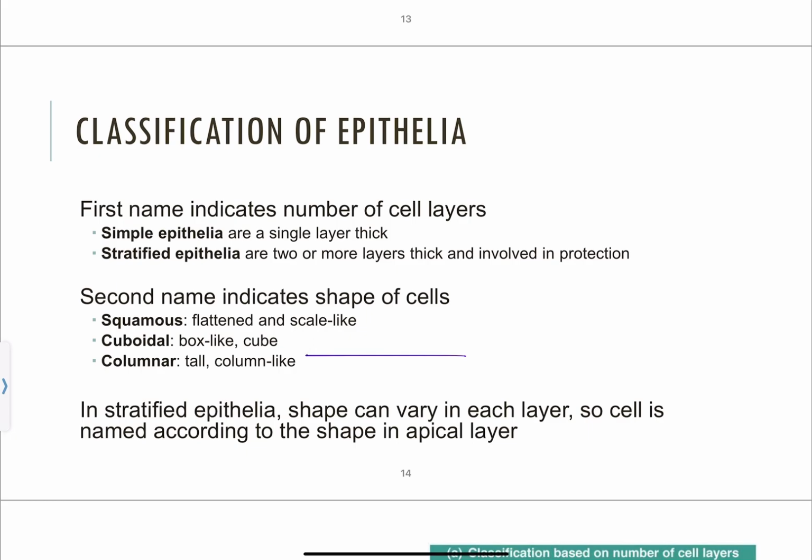be oval. So we're looking at an oval nucleus like that. For cuboidal, we're looking at a spherical, pretty symmetrical, round nucleus there. And then for squamous, we're looking at really squished nuclei, kind of like that.